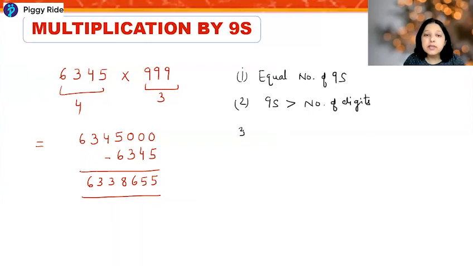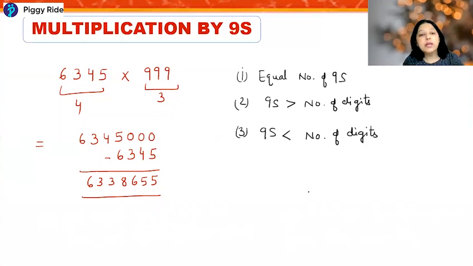And third case, when you have nines less than the number of digits, this is totally different. First, you count the number of nines, and according to the number of nines, you put zeros at the end of the number. And then the new number which you get, you subtract the given number from the new number. And that answer will be your product of the number with nines. So I hope you all have got this concept. If you have got this concept, you can easily do these questions here.